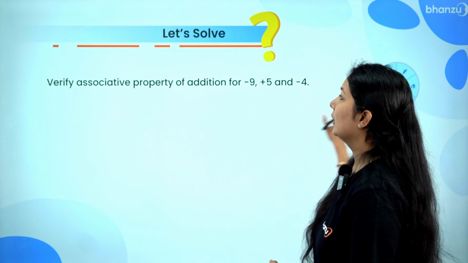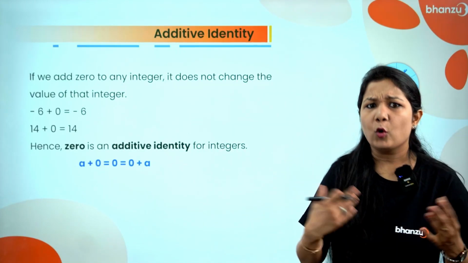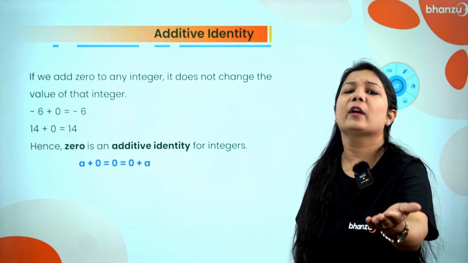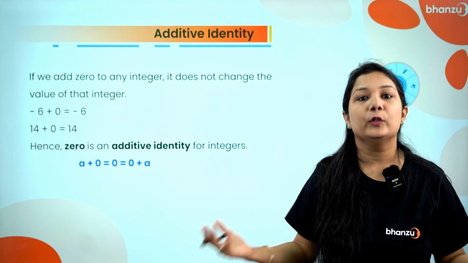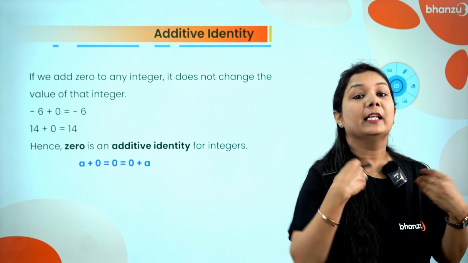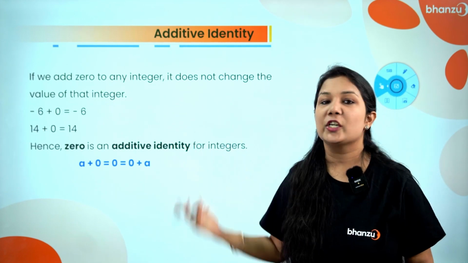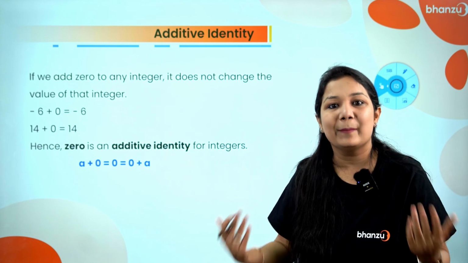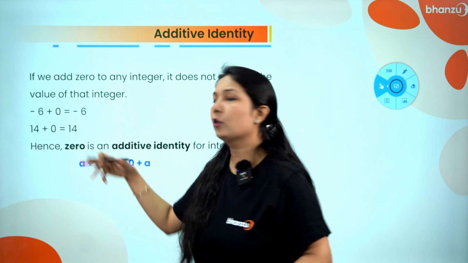Now let's talk about the last topic for the day, that is additive identity. But before we discuss this identity, can you recall what an identity is? What is your identity if somebody asks you? We all are unique. So identity over here states that if you add a number to 0, it will never change the value of that integer. That means the identity of the integer remains the same. It doesn't get changed. Like minus 6 plus 0 is minus 6 only.